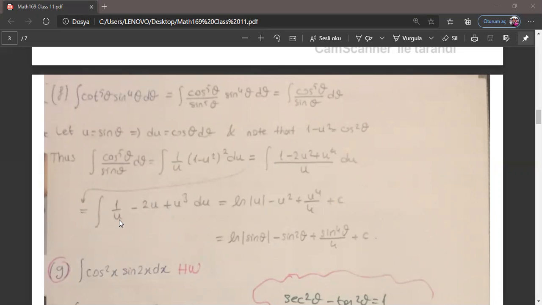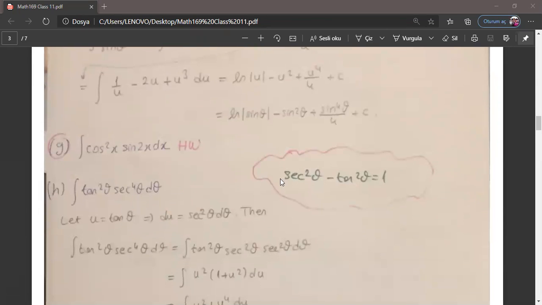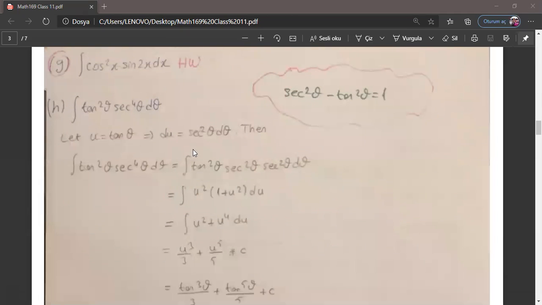So we have 1 over u, whose integral is ln of u, and this one is u squared, this one is u to the 4 over 4 plus c, and u is equal to sine theta. So here, if we plug in u equals sine theta, we have this answer for this integral. Okay, this one is over.